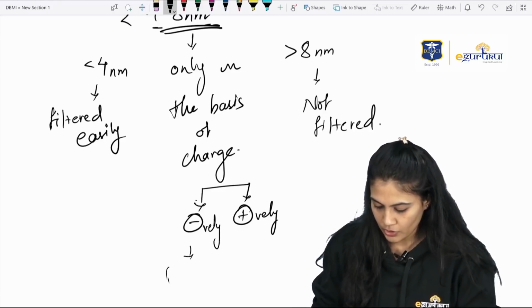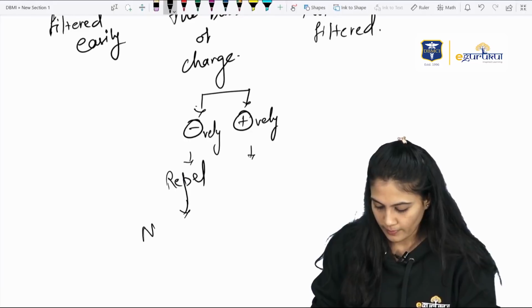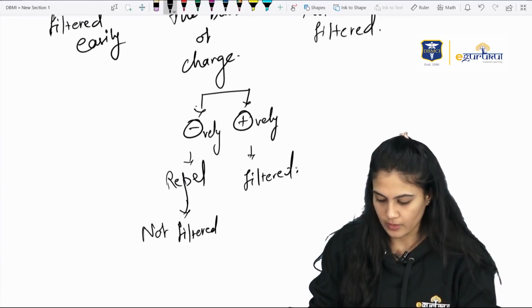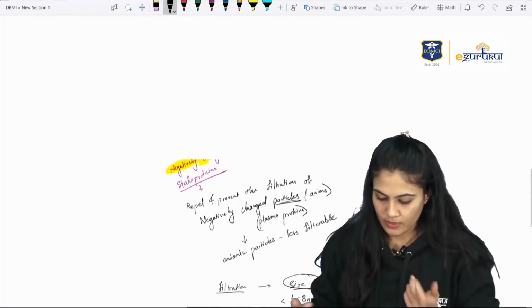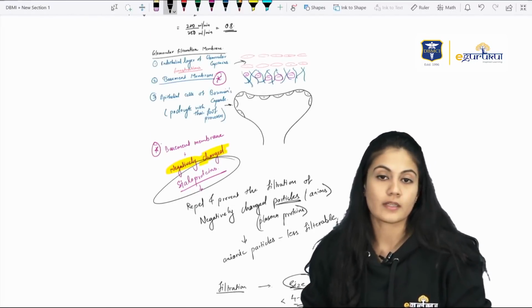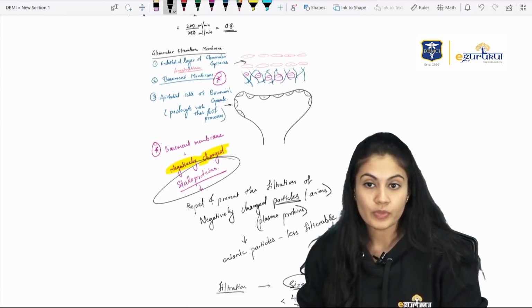So if two possibilities are there, negatively charged or positively charged, right? Negatively charged particles are not going to get filtered, they are going to get repelled, right? So not filtered. And positively charged particles get filtered easily, right? That happens only because of these sialoproteins, which are there inside the basement membrane, right?